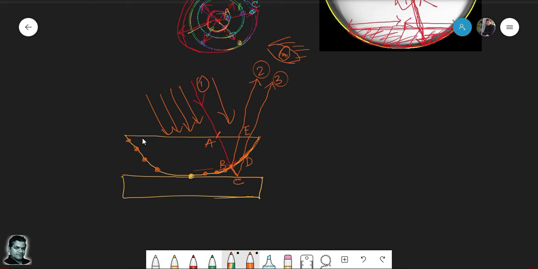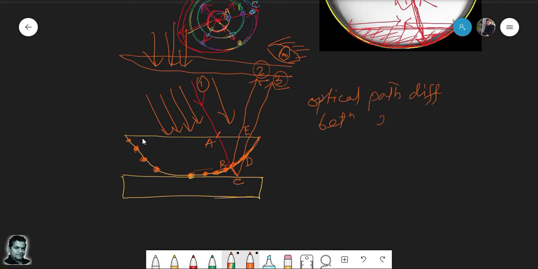And when you look from the top, from this side, you would see that there are places where bright fringes are formed, and places where dark fringes are formed. So now to understand where a dark fringe and where a bright fringe would form, we have to look at ray 2 and ray 3, which are actually the interfering rays. So we have to find out what is the optical path difference between ray 2 and 3.